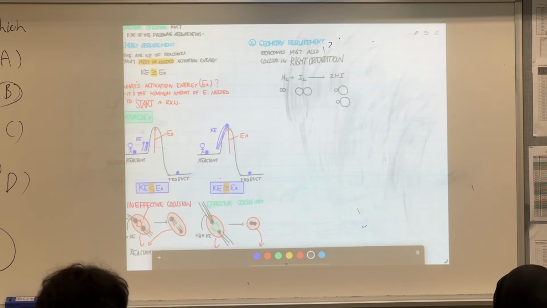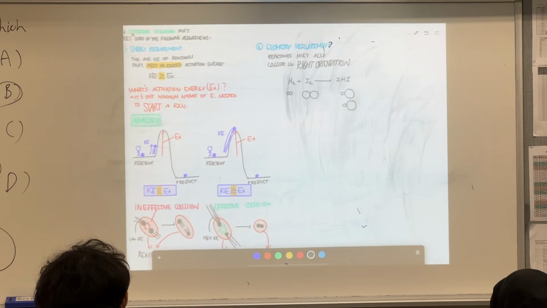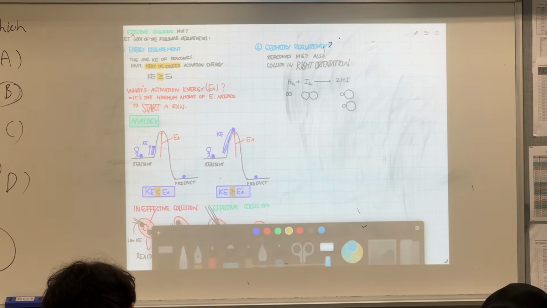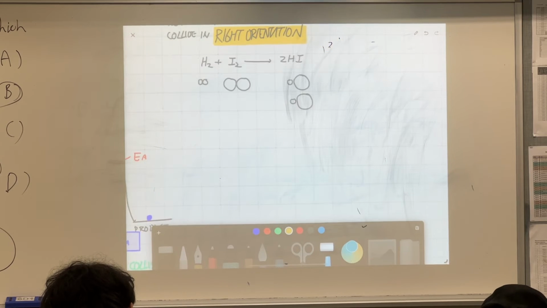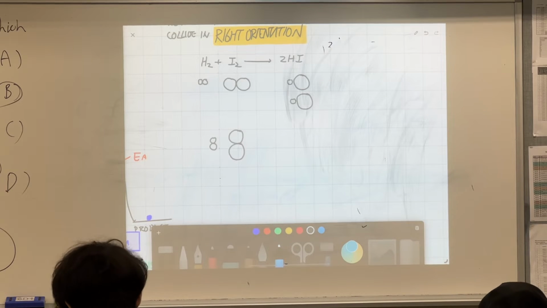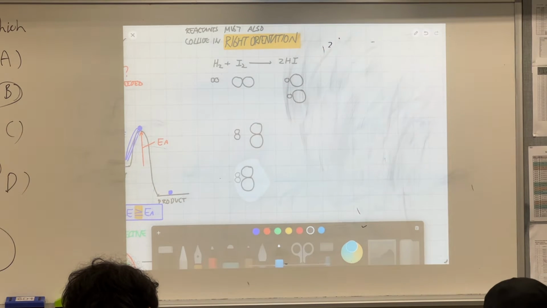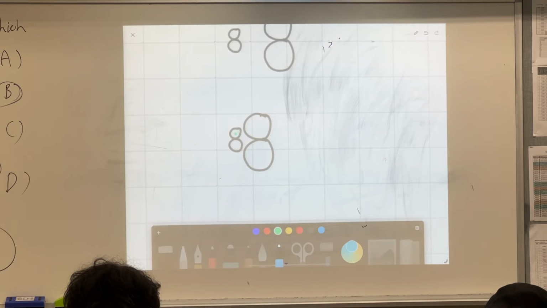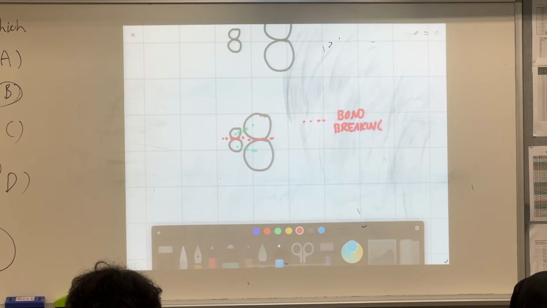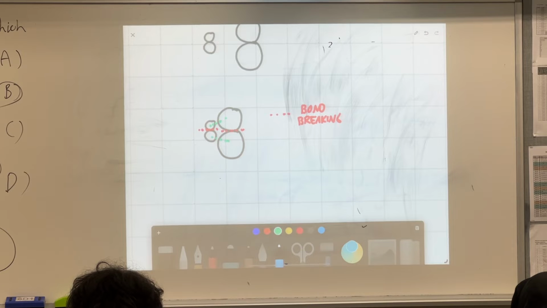So what do we mean by correct orientation? They have to collide in such a way to form bonds. So for example, like this. So you have something like this happening, and then you have bond forming and bond breaking. The dotted line in red means the bonds are breaking. The dotted line in green means these bonds are forming.